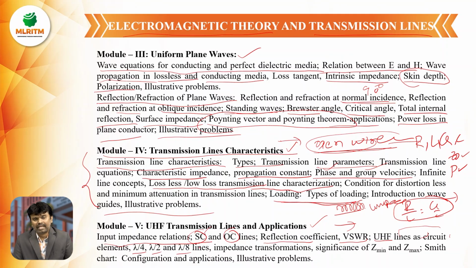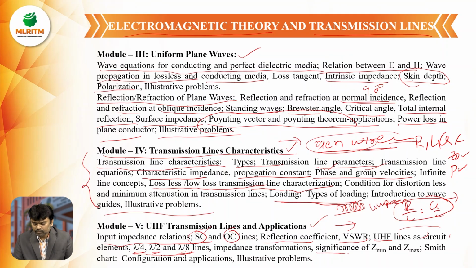How is impedance transformed by using these three lines: the half wave line, quarter wave line, and eighth wave line? How is impedance transformed when these lines are connected to the transmission line? How is input impedance transformed to output? Both may be the same, or the impedance may be increased or decreased by these lines. How these lines will be attached to transmission lines, that we will learn in the fifth module.